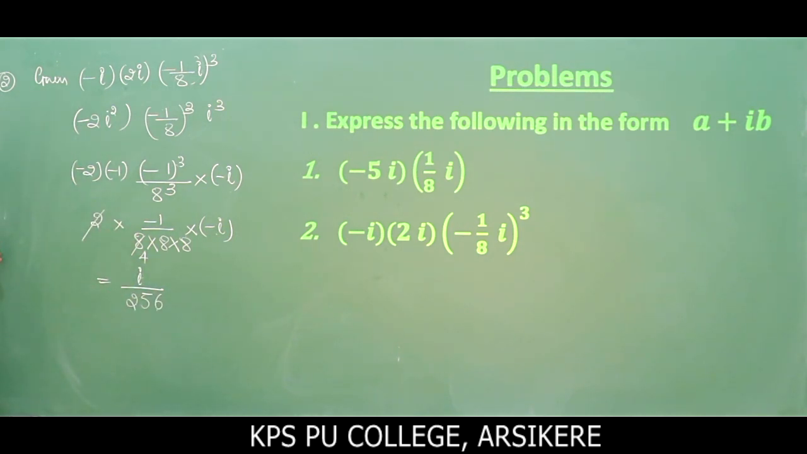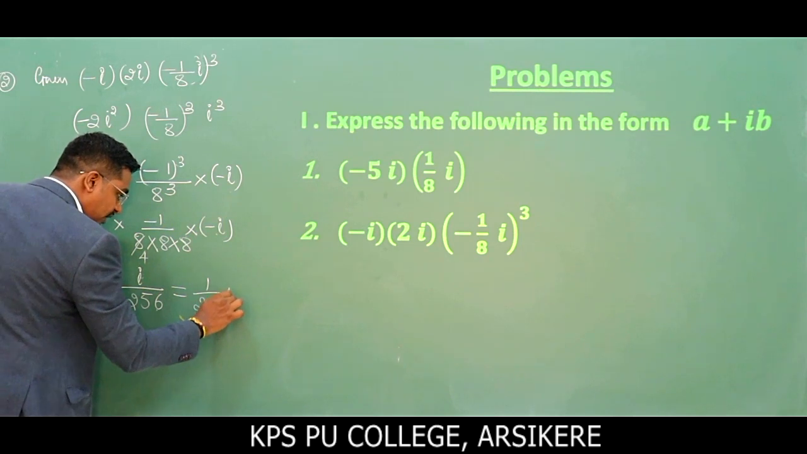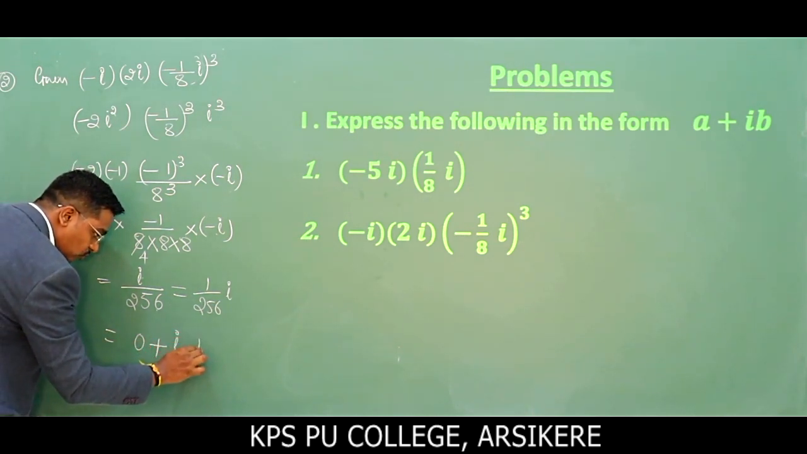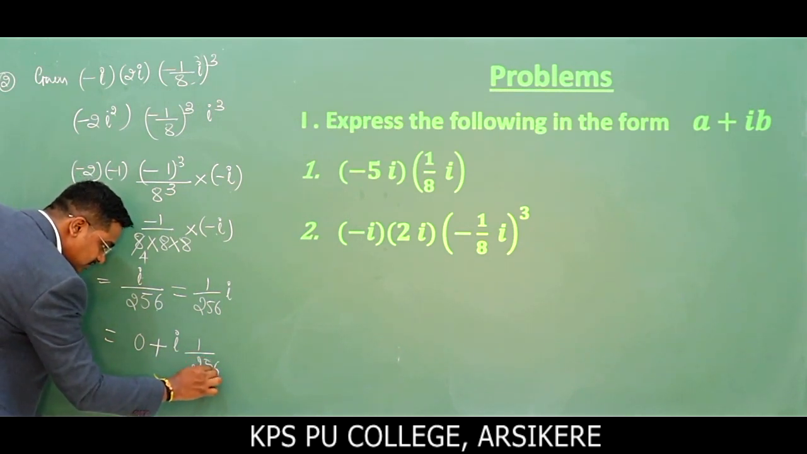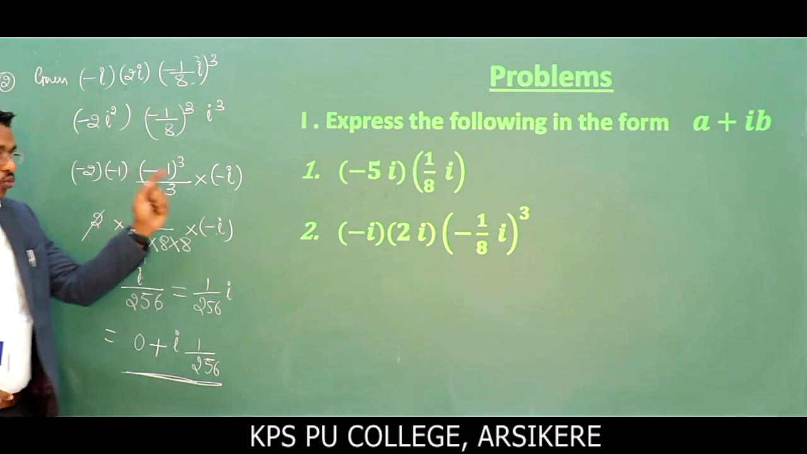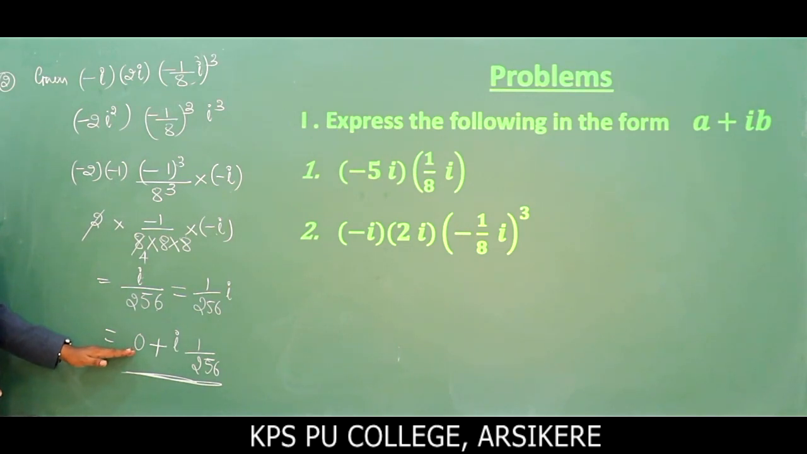The value 256 came. i divided by 256. This can be written as 1 divided by 256 into i. This is nothing but real part is 0 plus i times 1 divided by 256. This is how the given complex number minus i into 2i minus 1 divided by 8i whole cube can be written in the general form a plus ib. Take a pause and note down all the things I have written here.